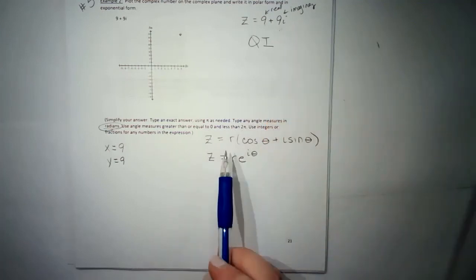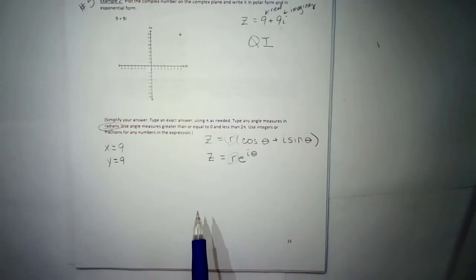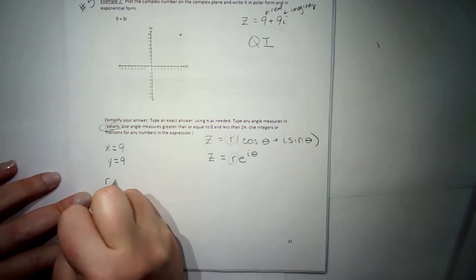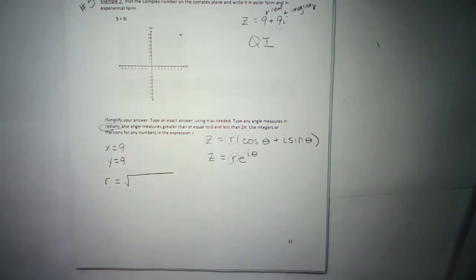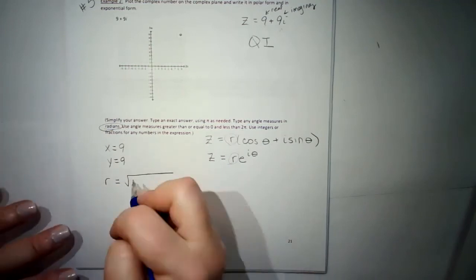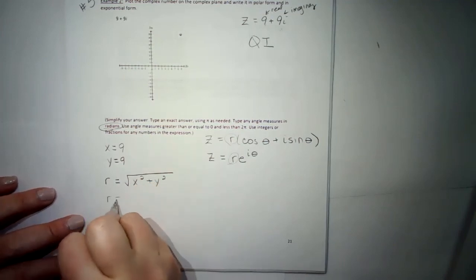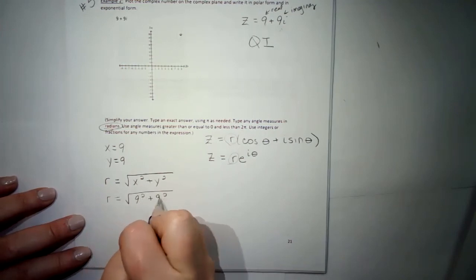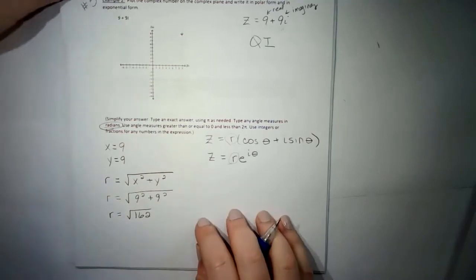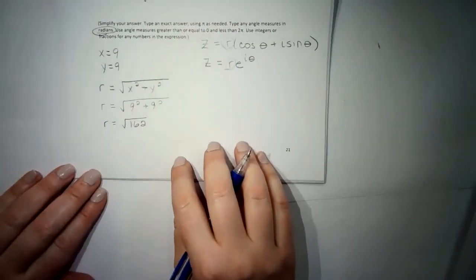The first thing I notice I'm going to need for either one is an r. If I have x and y, I can find r. I'm going to use my equation over there, but I'm going to solve it for just r, so I'm going to take the square root of both sides. This is what I'm going to use to find r. I'm going to have the square root of 9 squared plus 9 squared. It's 81 plus 81. That's the square root of 162.